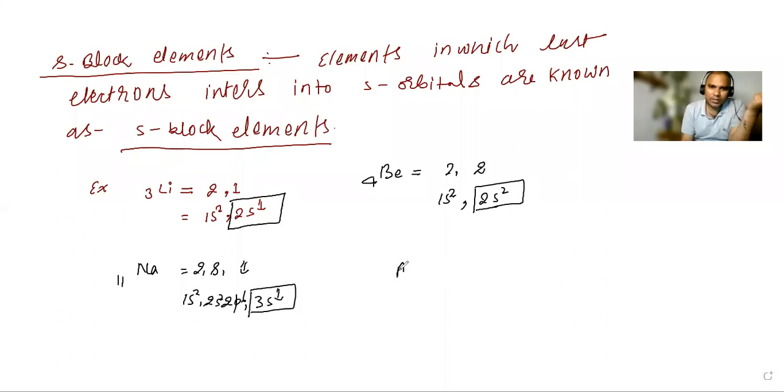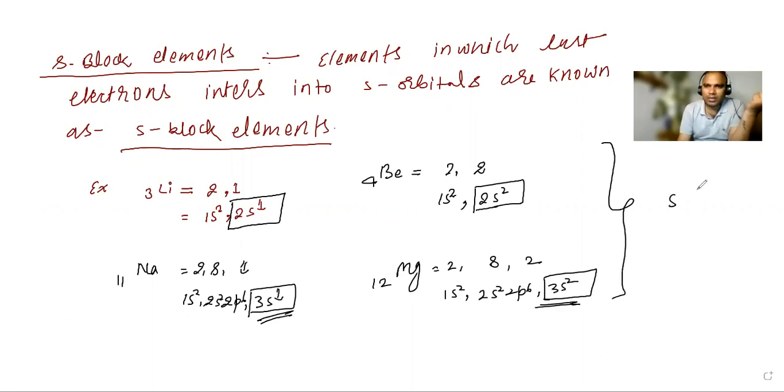If you go for magnesium, magnesium is 12. The configuration is 2 comma 8 comma 2. So here is 1s2, 2s2, 2p6, then 3s2. You will find that again the last electron enters the s orbital. So these are known as S block elements. Will you be able to understand? Okay, so will you write the note also? Then make a note, please, so that we can go for the classifications.